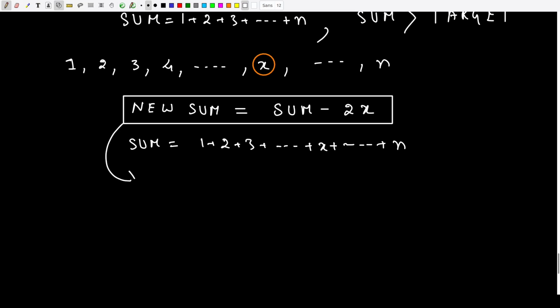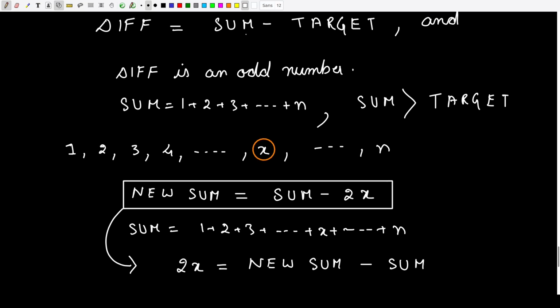Now let us rearrange this equation. So 2x can be written as sum minus new sum. Now let us compare this and this equation, right?